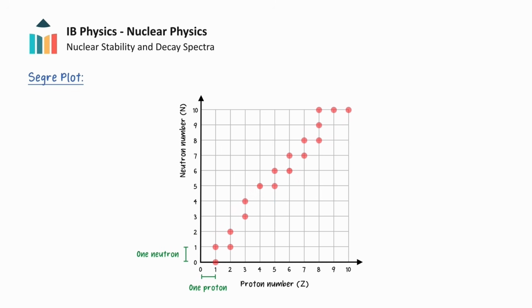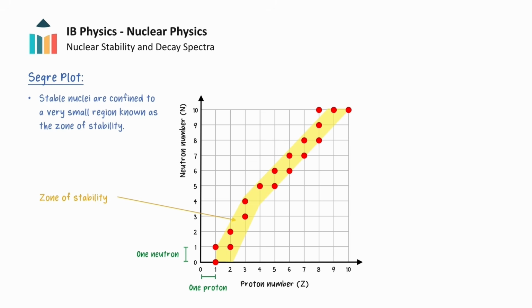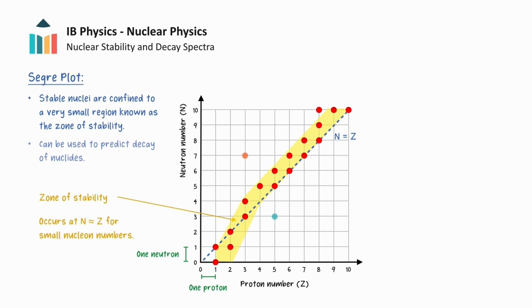If we add the following small stable nuclei onto the grid, we get a close-up of a chart known as a Segre plot. Moreover, this plot shows that stable nuclei are confined to a very small range known as the zone of stability. For small nucleon numbers, this zone occurs when the number of protons and neutrons are roughly equal to one another.